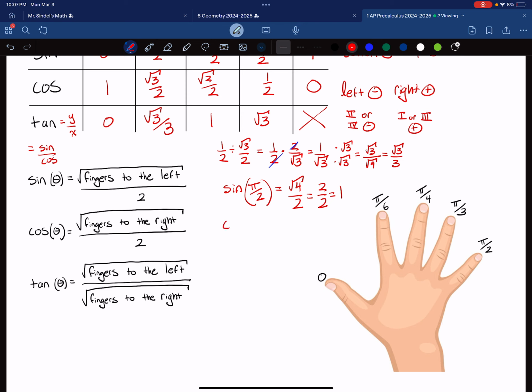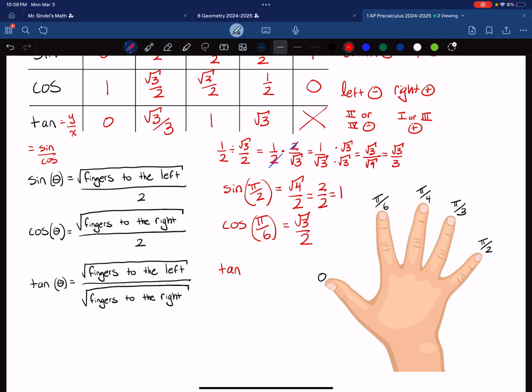What if I want to do cosine of pi over 6? Well, for cosine of pi over 6, it's the fingers to the right of pi over 6. So there's the pi over 6. How many fingers are to the right? 1, 2, 3. Therefore, the answer is going to be the square root of 3 over 2. Done and done. What about if you want to do tangent?